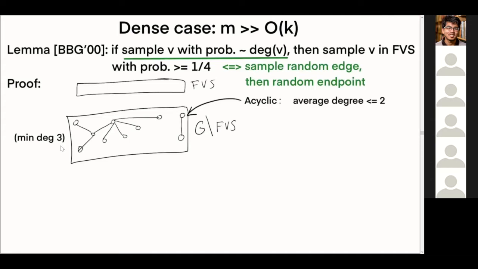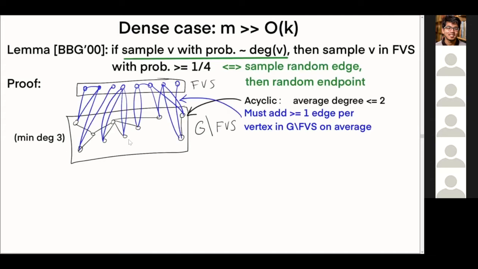And this gap helps us because, well, since G minus the FES has degree at least 2, and the entire graph G has degree at least 3, we must add at least one edge per vertex once we add back in the FES. So in other words, every vertex in G minus FES must have on average one edge to the feedback vertex set.